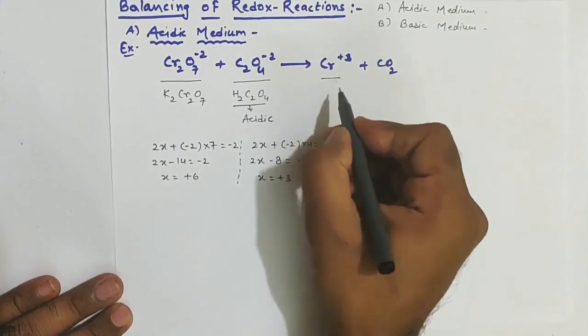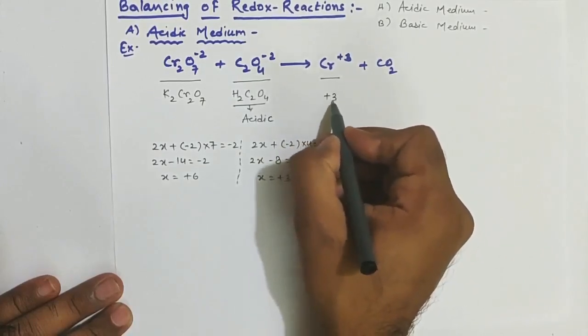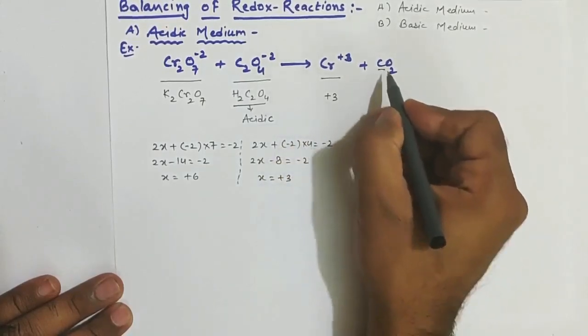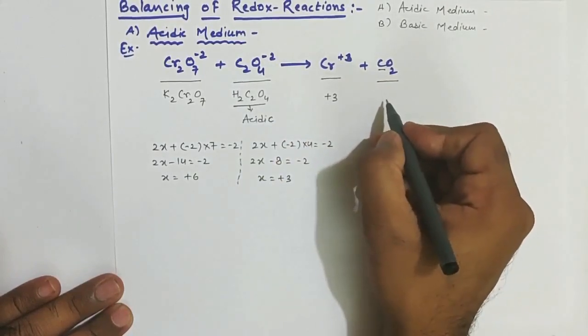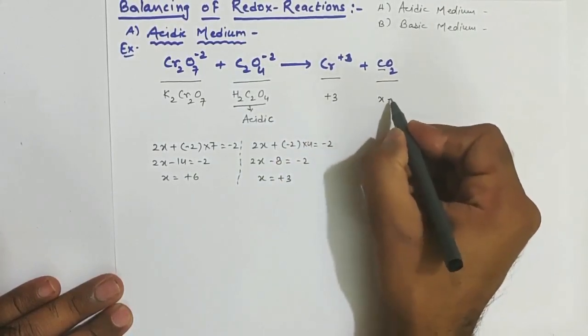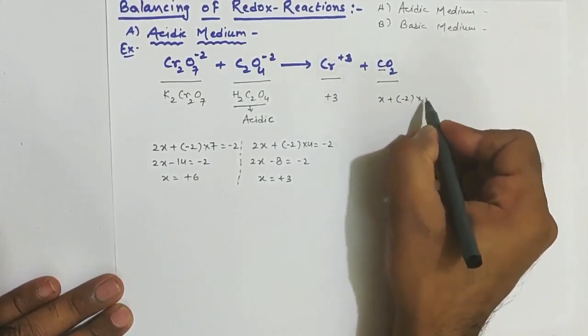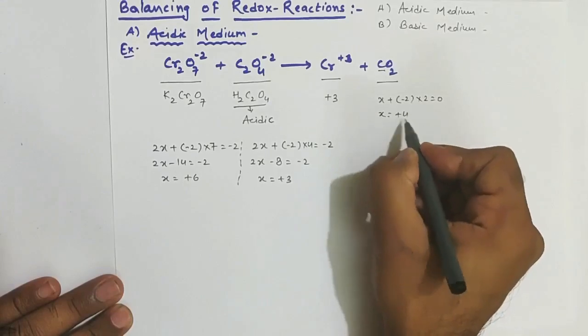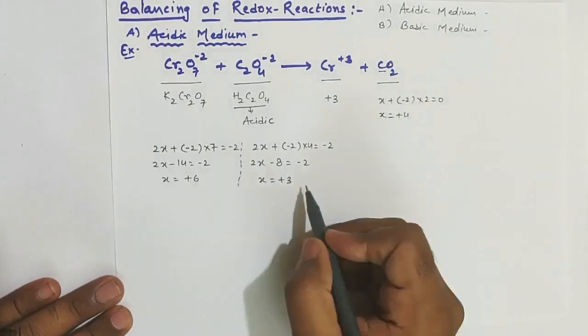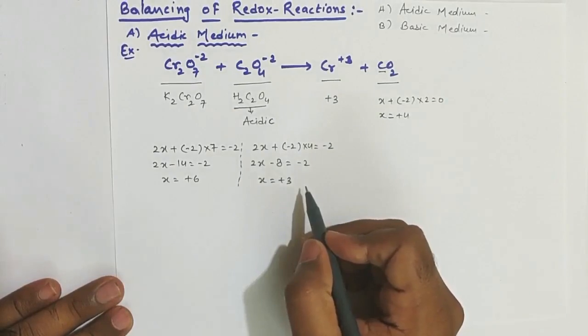Here chromium is present in +3 oxidation state, and the oxidation number of carbon in carbon dioxide will be +4: x plus (-2) into 2 equals 0. Hence x equals +4. We have calculated the oxidation number of each atom present in this reaction.